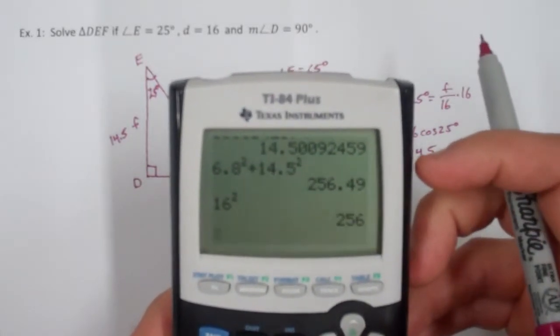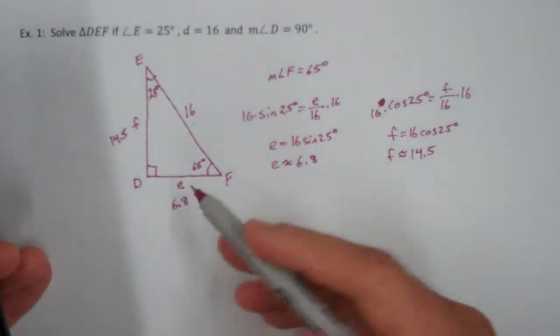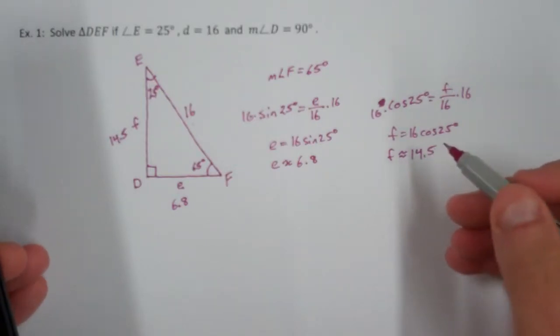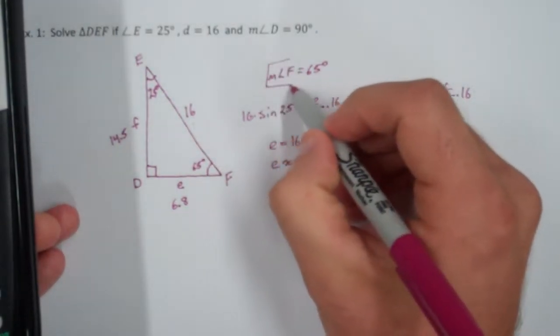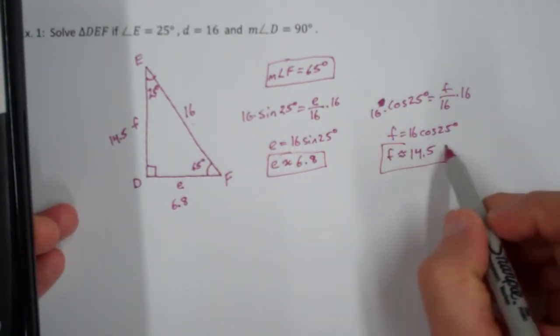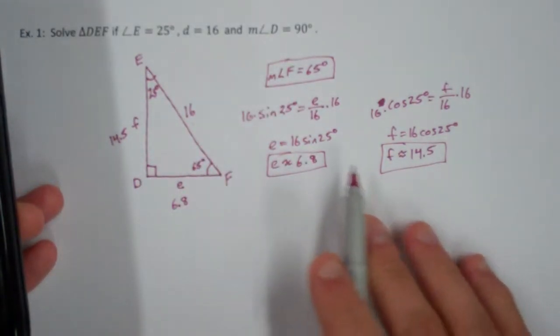So lots of different ways to check your work. You could even set up other ratios with sine or cosine or tangent, but I think at this point we're pretty confident of what we've found. So we've got the measure of angle F, side E, and side F. And those are the three parts of the triangle that we didn't have before.